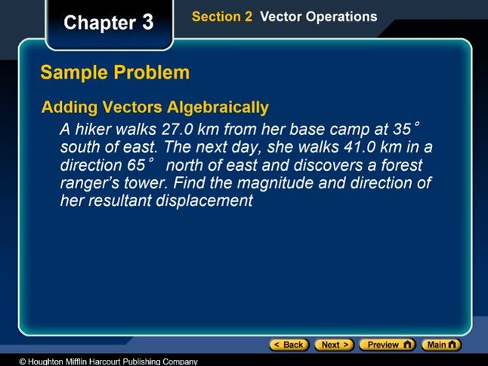A hiker walks 27.0 kilometers to her base camp at 35 degrees south of east. The next day, she walks 41.0 kilometers in a direction 65 degrees north of east and discovers a forest ranger's tower. Find the magnitude and direction of her resultant displacement.